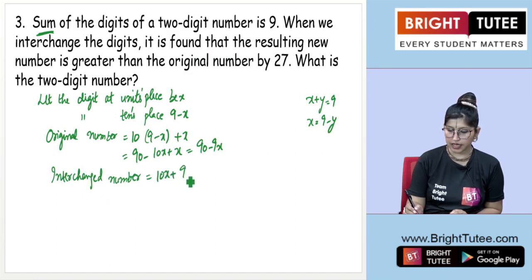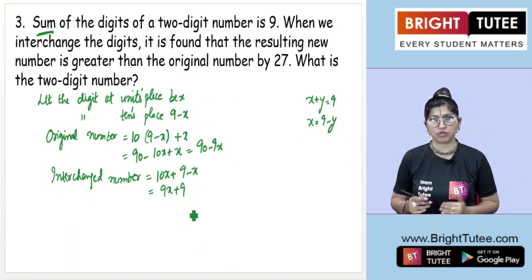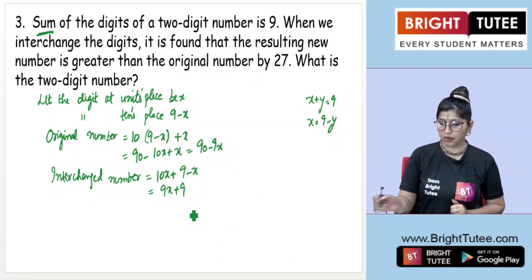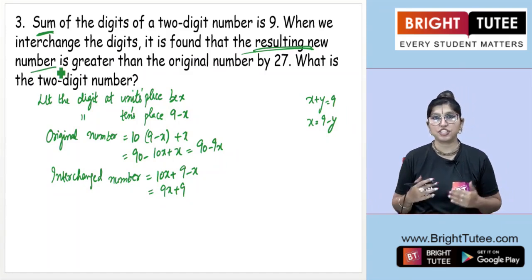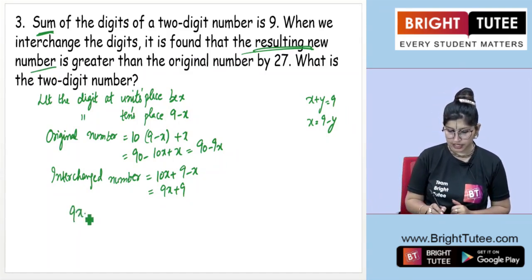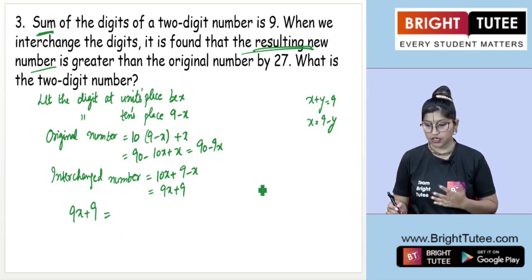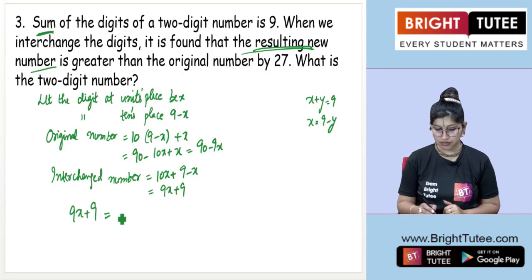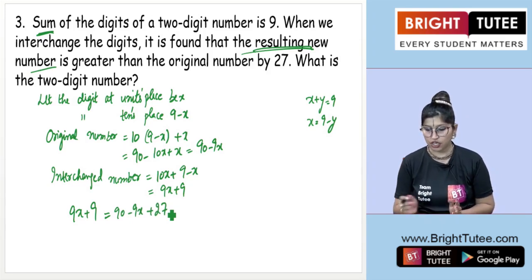10x plus (9 minus x), which is 9x plus 9. Now we have original number and interchanged number. So let's see what we get. When we interchange the digits, it is found that the resulting new number, that means the interchanged number, which is 9x plus 9, is greater than original number by 27. That means 90 minus 9x plus 27, then only we can get the interchanged number which we get.